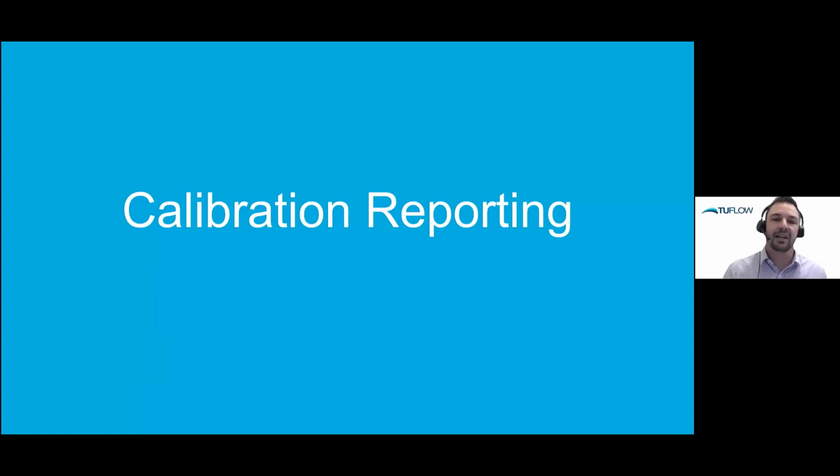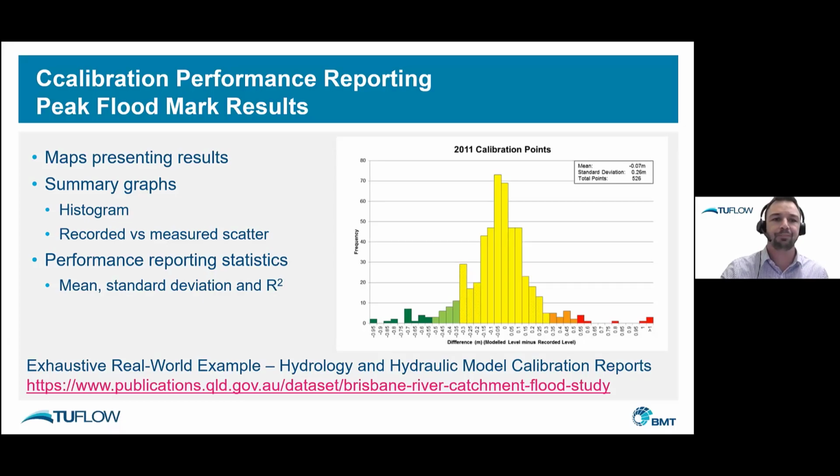All right, let's now talk about calibration reporting. We'll close off on this. You'll notice that I presented my results in a histogram format. I find these really intuitive, really easy to interpret, and something I'd like to see in most calibration reports, to be honest. I have noticed over the last decade that in addition to just the histogram, you're now seeing people also report your mean, standard deviation, and also a measure of how many points are in that data set. A really nice real-world example of this is the Brisbane River catchment flood study, and a link there is shown where you can access that.